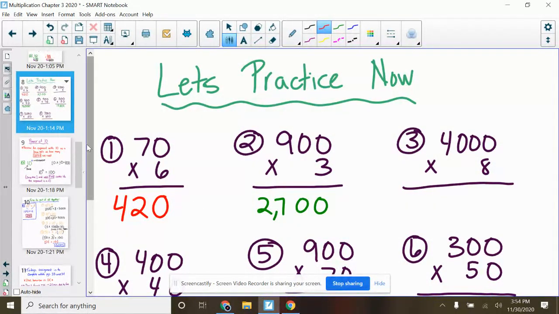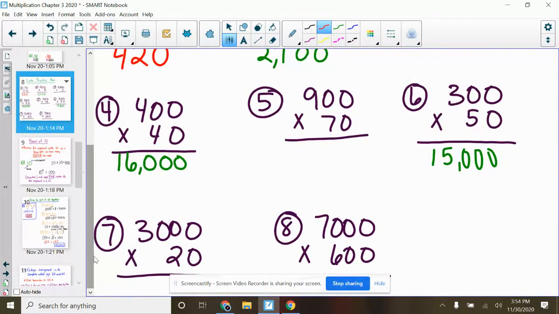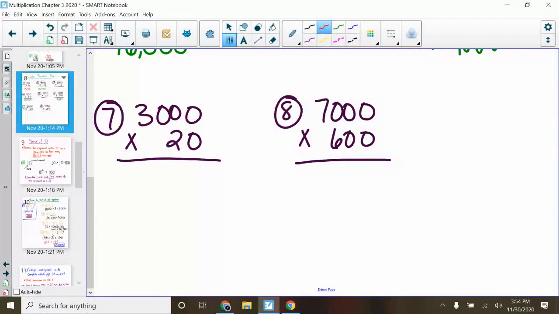If we move down the page a little bit, we see some that are a little bit trickier. We can come down here to something like, let's try this, 3,000 times 20. For this one, nothing changes. We still multiply the numbers that are not 0 first, and that would be my 3 and my 2. So when I do 3 times 2, I get 6. That goes down there in my answer line.